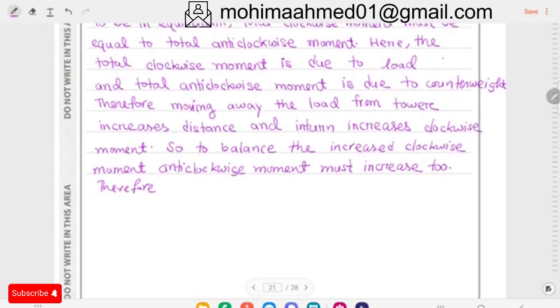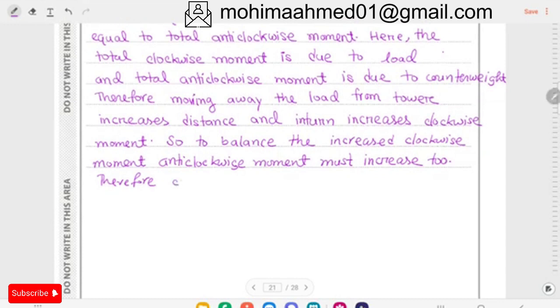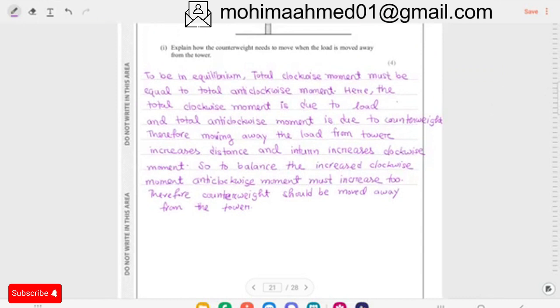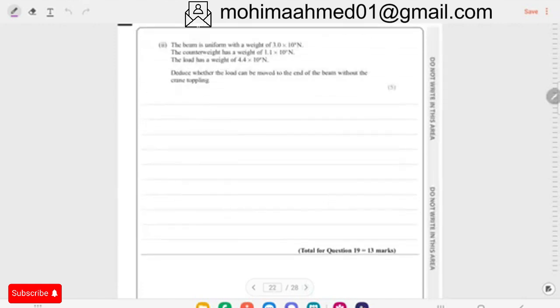So therefore, the counterweight should be moved away from the tower. Okay, so this was it for question 19b1. We'll move on to question 19b2.